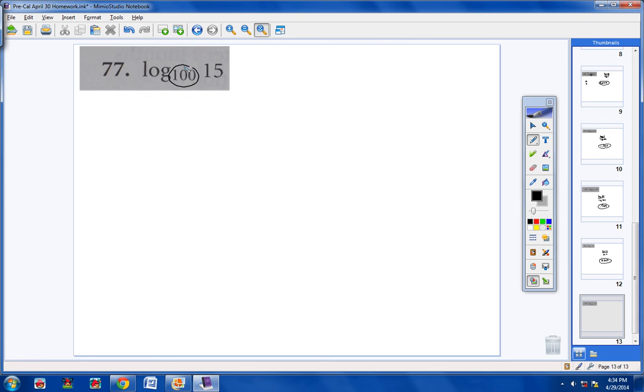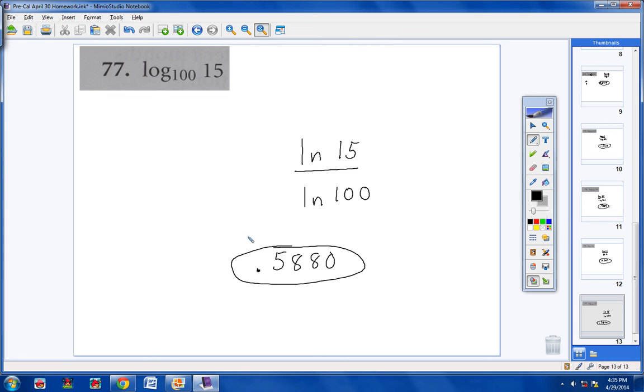Notice we have the log base 100, so we have to use our change of base formula. The directions say to use natural logs, so the natural log of 15 over the natural log of 100. So with my calculator, I will hit natural log 15, hit enter, and then divided by the natural log of 100, enter, and you will get 0.58804. And of course this 4 right here tells you to leave this 0 alone, and so that's what we'll do, and there's your answer, 0.5880.